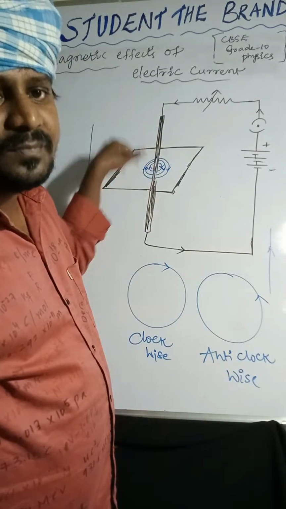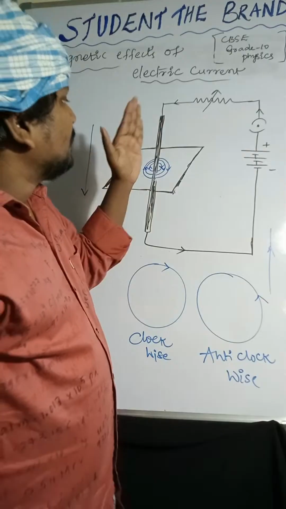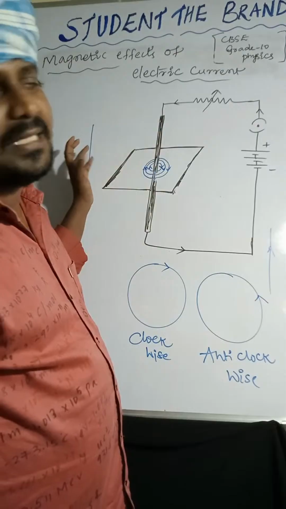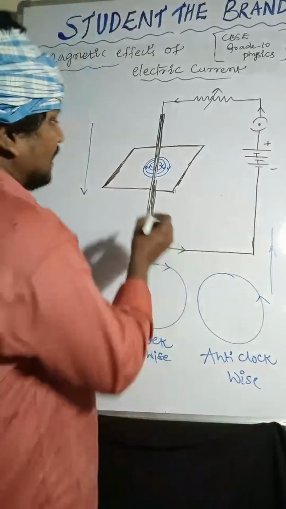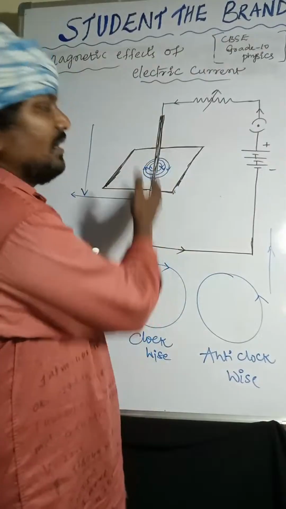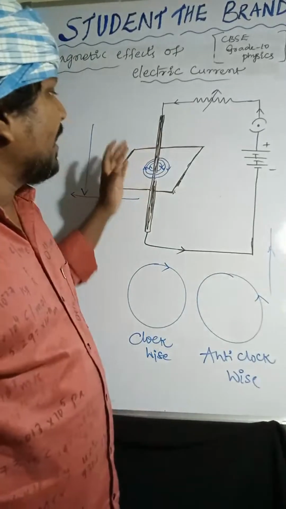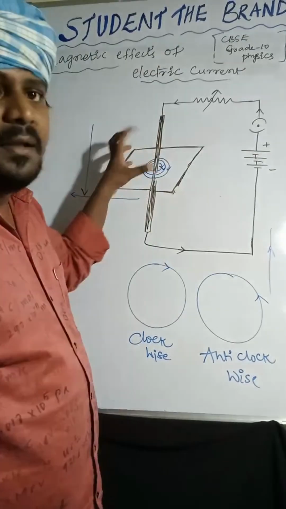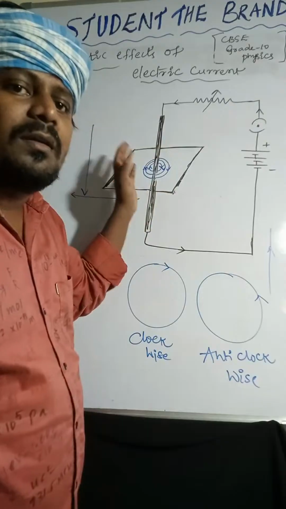Concentric circles. Yes or no? Concentric circles. So as you move away from the conductor, the magnetic field will be less. Near the conductor, the magnetic field will be more. Okay, so the field lines will be more. The magnetic field will be in the form of closed loops. Okay, so the magnetic field will be more near the conductor.